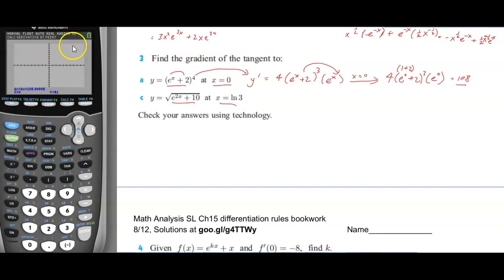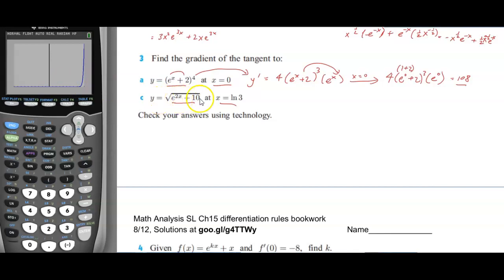I don't even see the graph because it's way off the screen. I can get it in the screen by doing zoom fit, but the calculator didn't care. I could still do the derivative even though I couldn't actually see the graph. So I'm just going to do zoom fit, see if we can see the graph. We can, but since it's an exponential function, it's going to look like trash anyway. Okay.